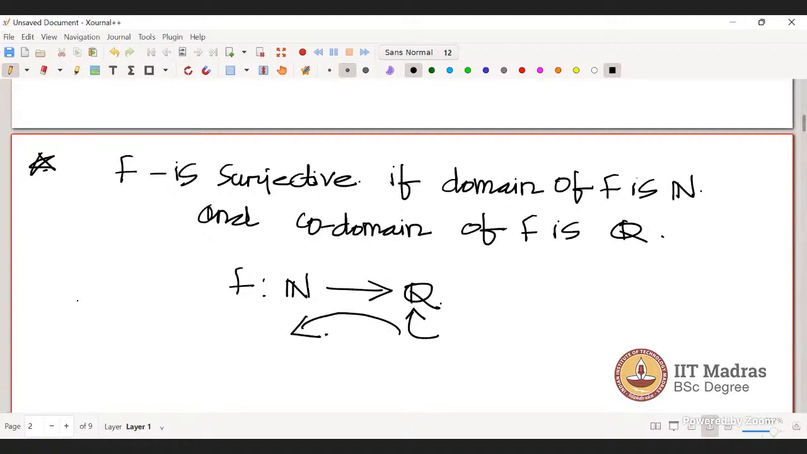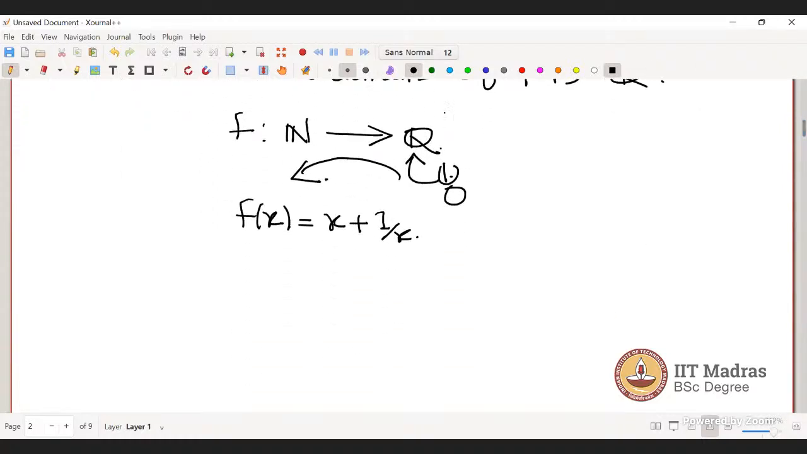I think the whole set of negative integers does not have a pre-image. True. In particular, you don't have to go to negative integers. So 0 doesn't have a preimage. Yes. Okay, one element is enough. So as you can see, 0. What is f of x? x plus 1 by x, right? So this cannot be 0, right?